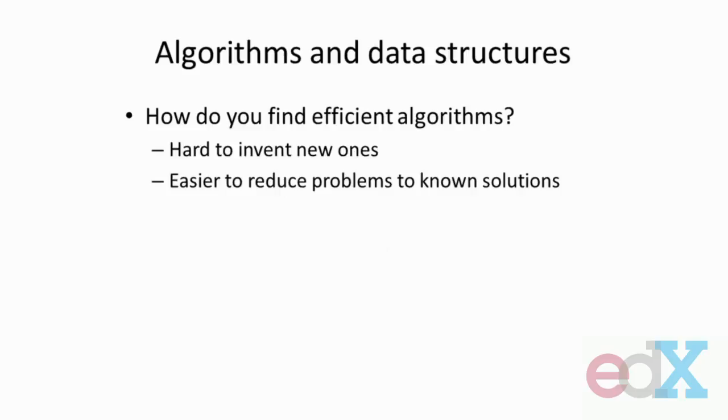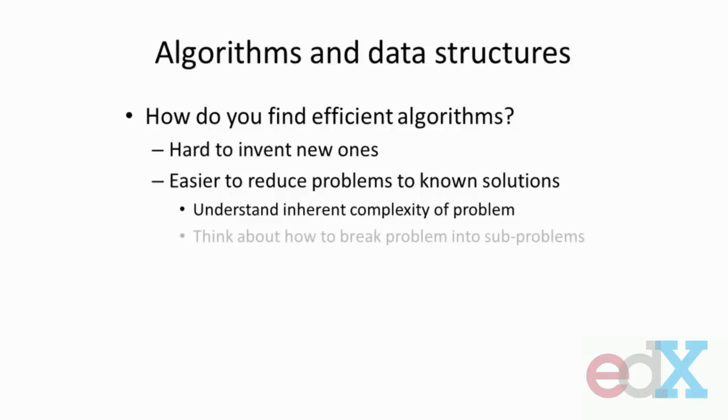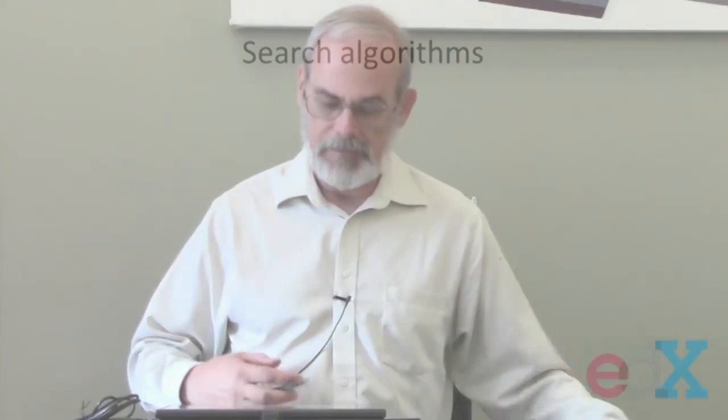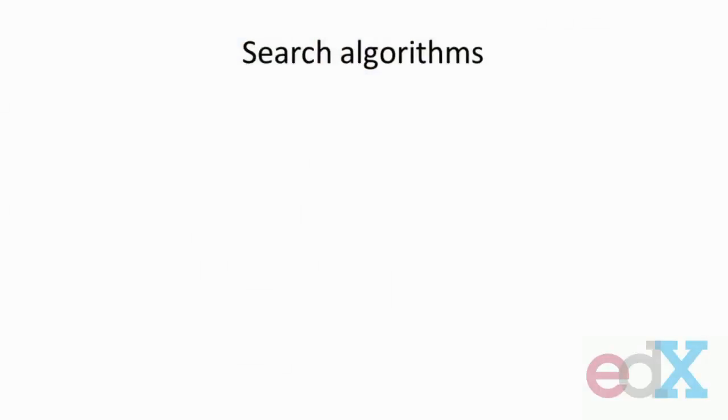And so that's, in fact, often what we want to do: we want to understand the inherent complexity of a problem, and then think about how to break a problem down into subproblems, which we can then relate to other problems for which there already exist efficient algorithms. If we can rely on a great algorithm from somebody else, we're going to use it. So we're going to look at an example of that, in the category of dealing with search algorithms.